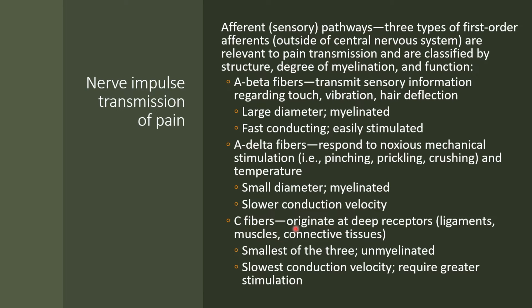C fibers now are deeper. They are much smaller, and we'll see that here in the next slide. They are the slowest conduction and require greater stimulation. We also want to throw in here right now A beta fibers, because they transmit sensory information there and they're larger diameter, and those will become important in gate control theory.